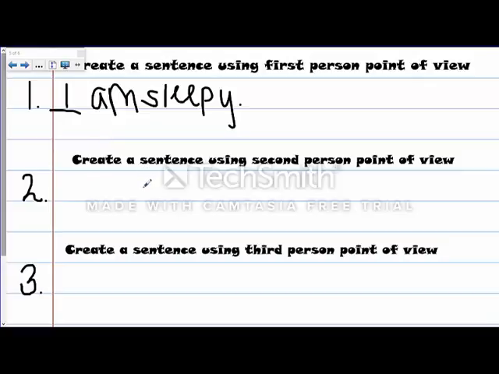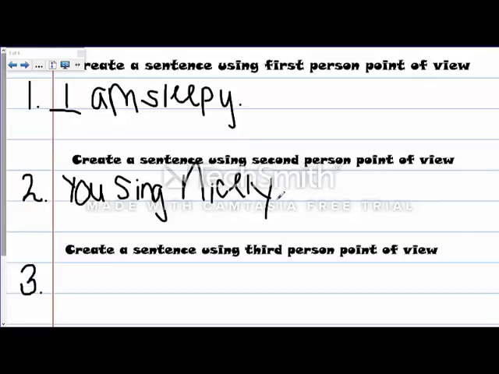Okay, can I have Grayson up here? Create a sentence using second person point of view. Oh, goodness. You sing nicely. Very good. Very, very good. Very good. Impressed.